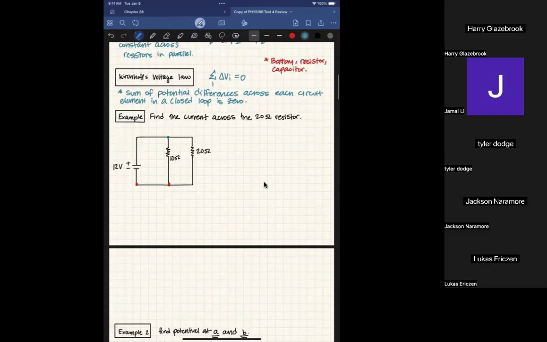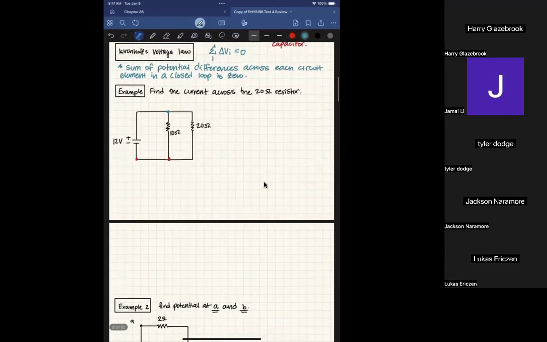Cool. All right. So I have an example here. It looks like we have a 12-volt battery connected to 2 resistors in parallel. So usually for a problem like this, it's asking us to find the current across the 20 ohm resistor. If you're more comfortable with your equivalent resistances, you do see that those are in parallel. You can add them together and solve the circuit that way. I'm going to show you how to solve it the Kirchhoff's law way though, and I think it is a little bit easier.